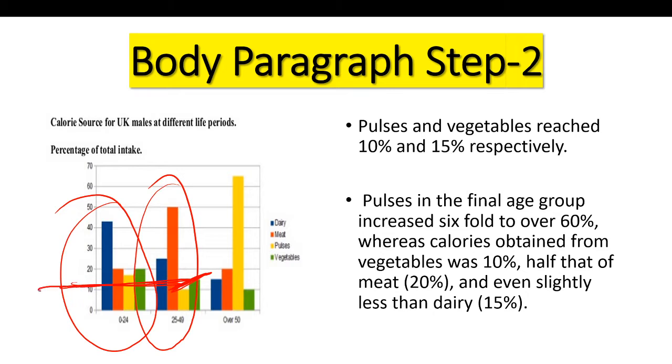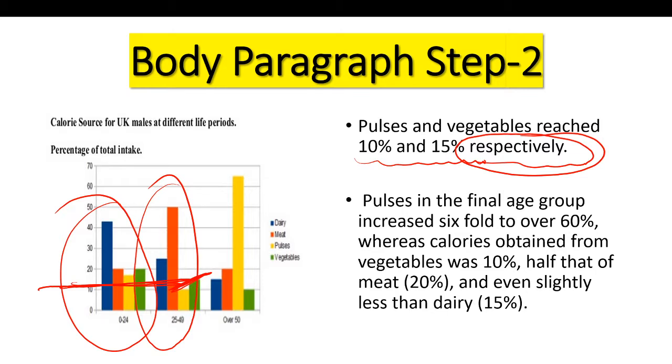So when you are writing two figures at once with a minor difference, you write, for example, pulses and vegetables reached 10% and 15%. So that is the respectively. The word respectively is used to describe the two different things for the two categories.